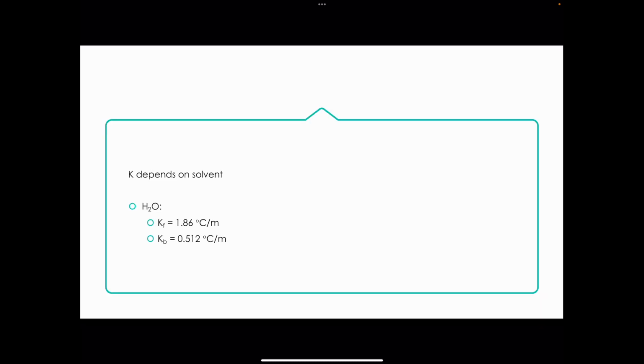So our K value, so concentrations, molality, we're going to have to calculate molalities. K is a constant. The K depends on the solvent. Now here we've got the K values for water. We've got the freezing point depression constant and the boiling point elevation constant. Both of those equations were the same. The only difference in determining freezing change versus boiling change is what K value we put in. So if we're looking at freezing point change, we're going to use Kf. If we're looking at boiling point change, we're going to use Kb.